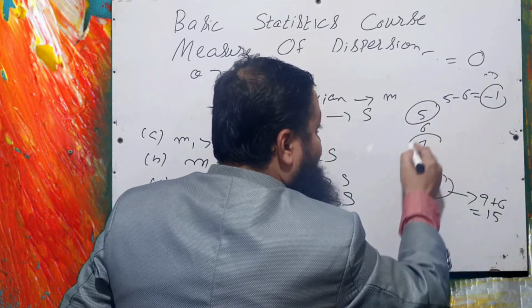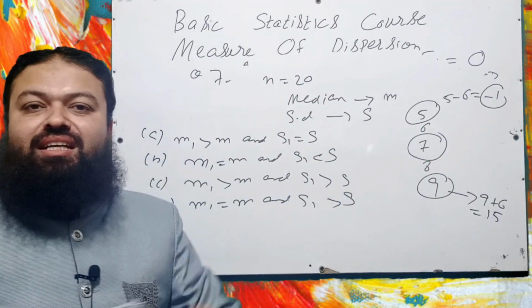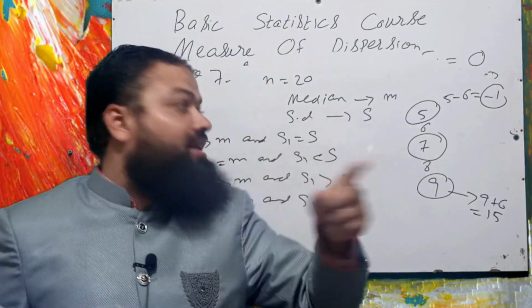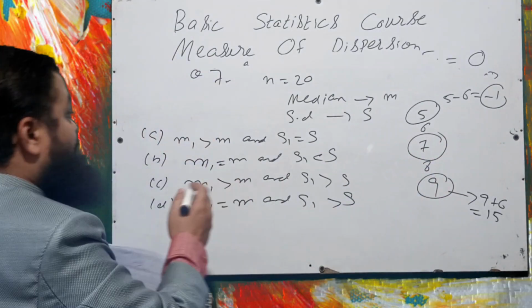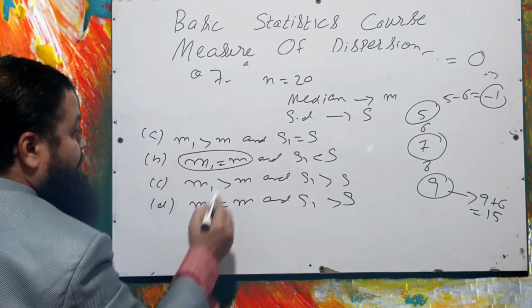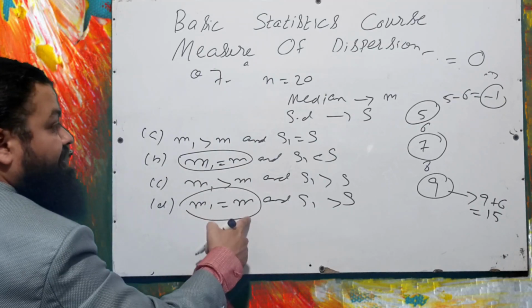What did we notice? The median will be unchanged. The new median, which is m1, will remain the same. It means m1 is equal to m in that option and in that option. m1 is equal to m.